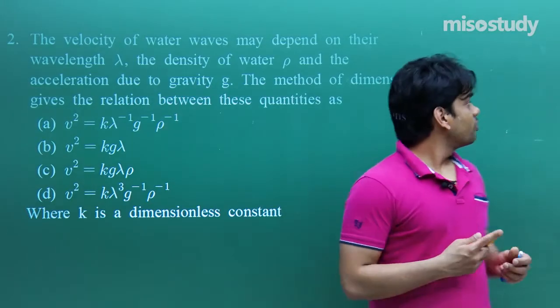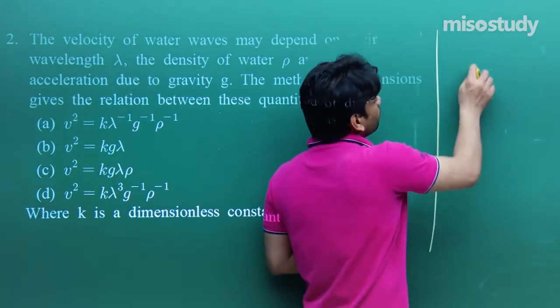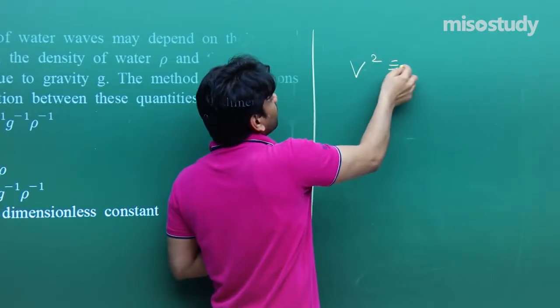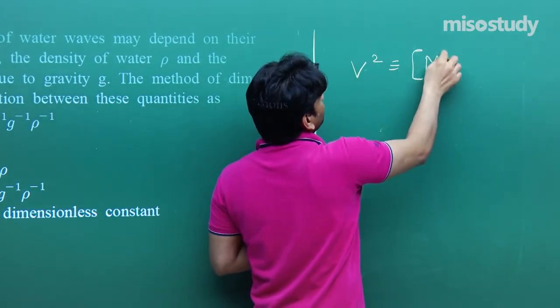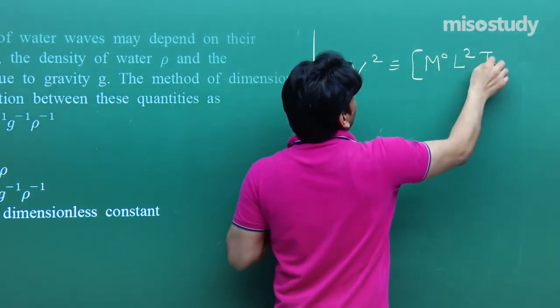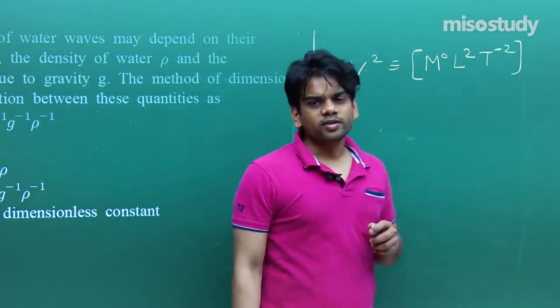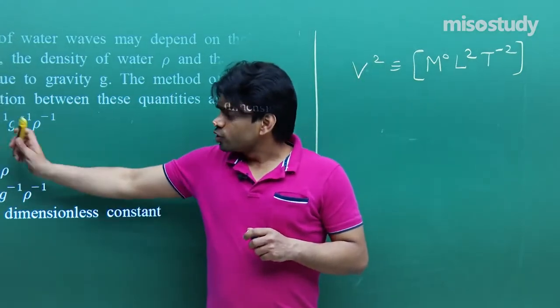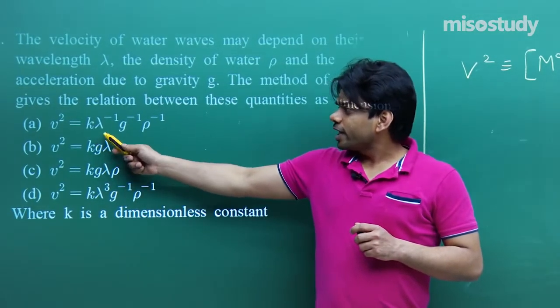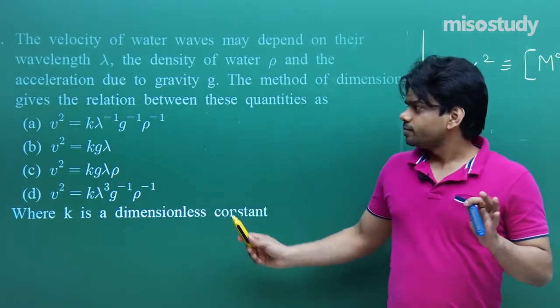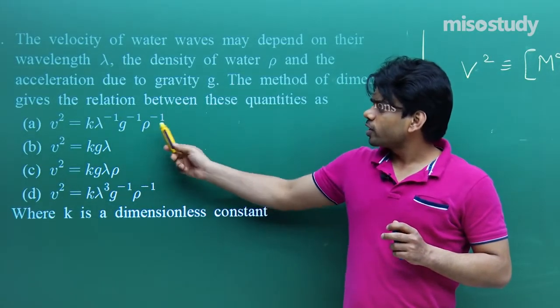Let's check it. First of all, let's write the dimensional formula for v square, which is M power 0, L power 2 and T power minus 2. This is the dimensional formula for the left hand side. Now check the right hand side: k is a constant, so we need not worry about it. Lambda power minus 1, g power minus 1, rho power minus 1.